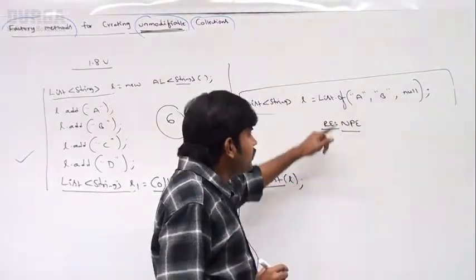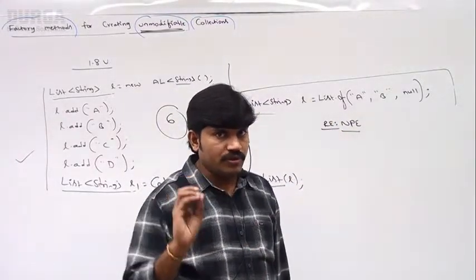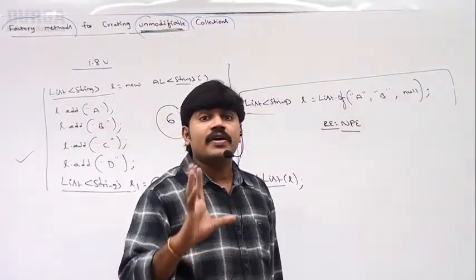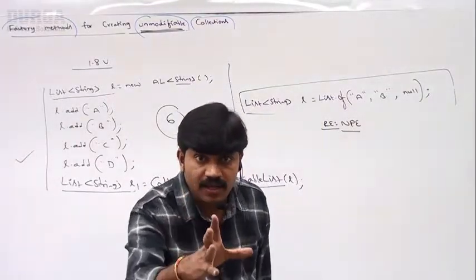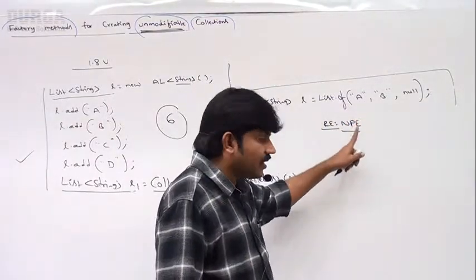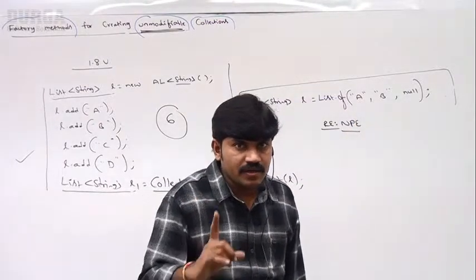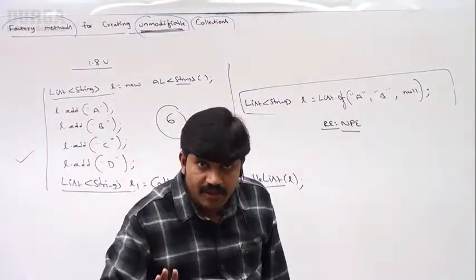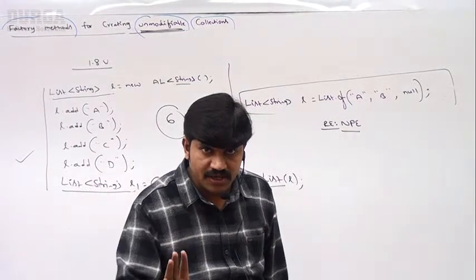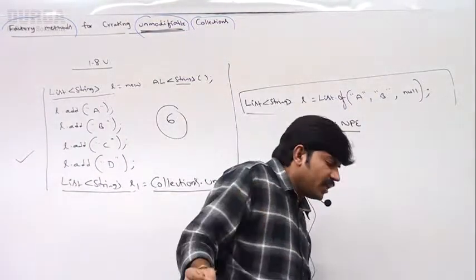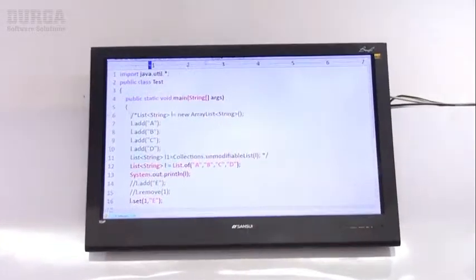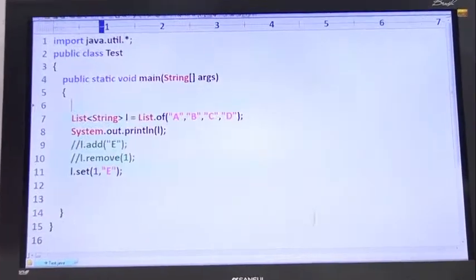So while using this factory method, you have to take a bit of special care. Our elements should not contain null. By mistake, if our elements contain null, immediately we are going to get a NullPointerException. Clear? I hope you people are able to understand, right? Okay, sir, let me show this case also. Okay, have a look once. I don't want this lengthy code.